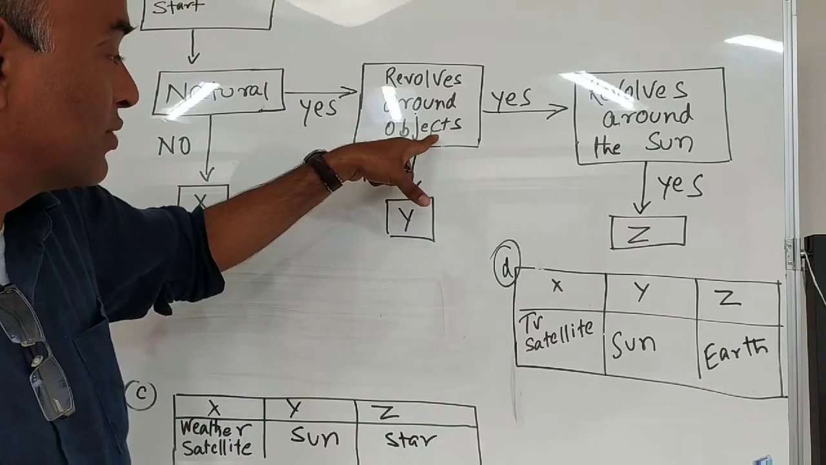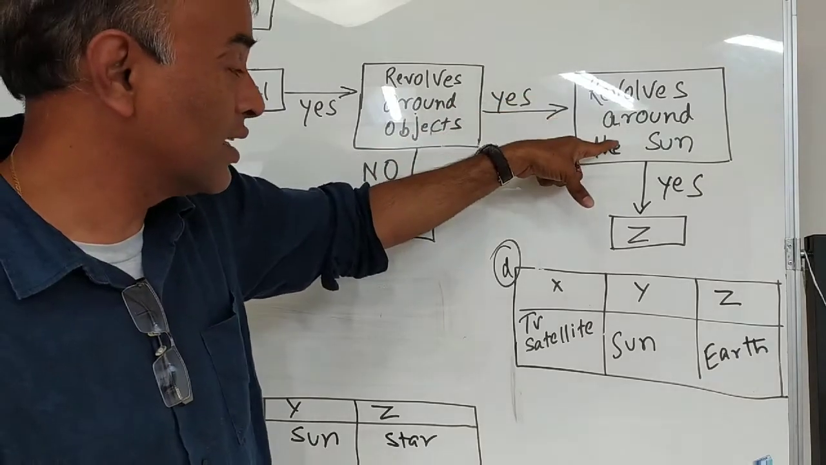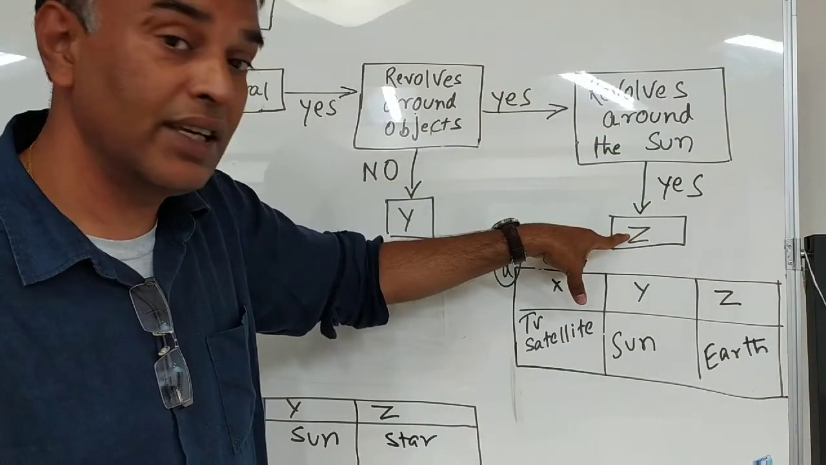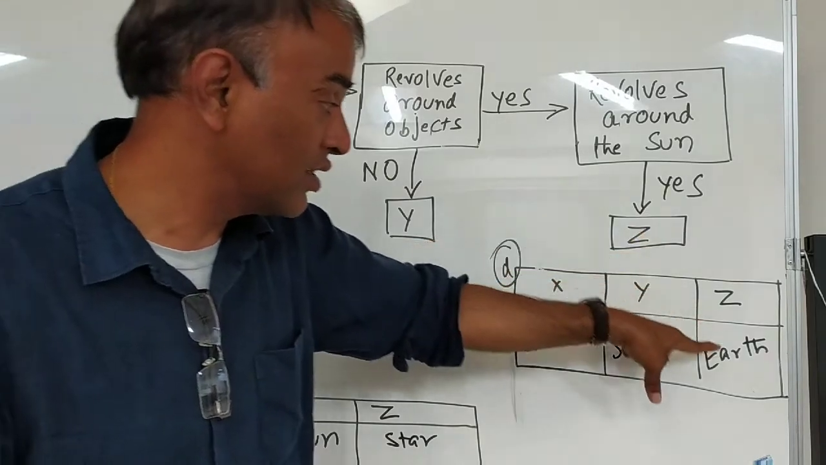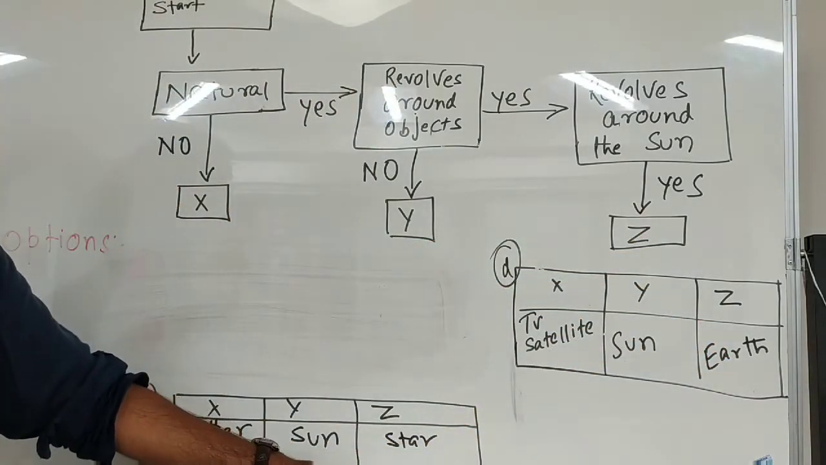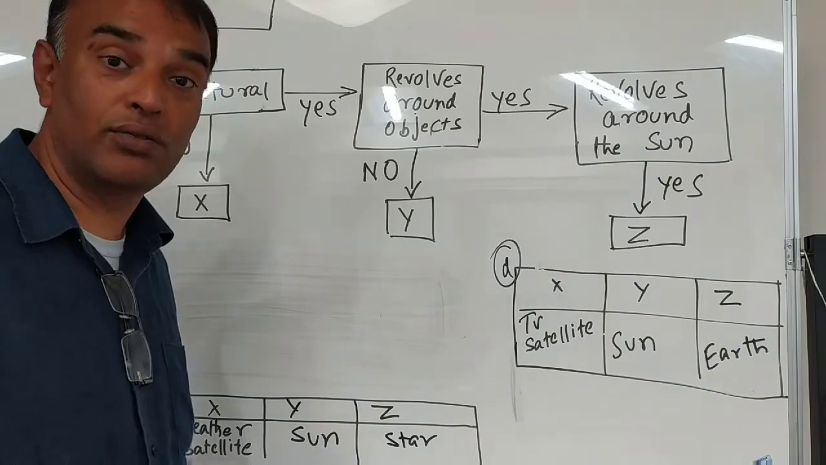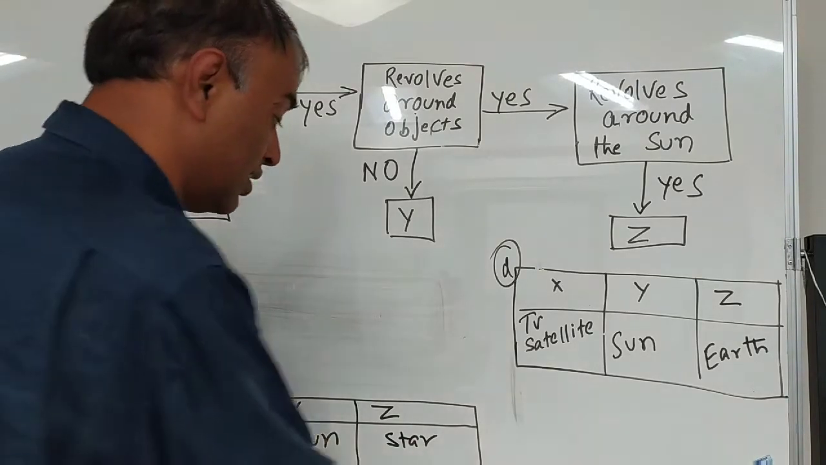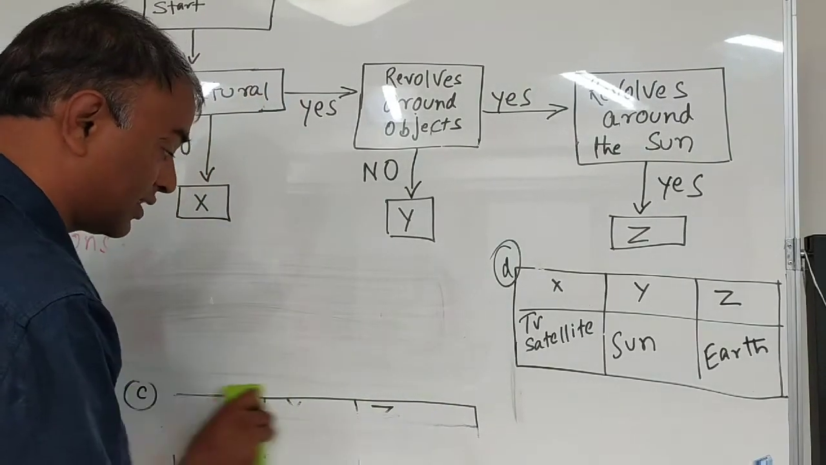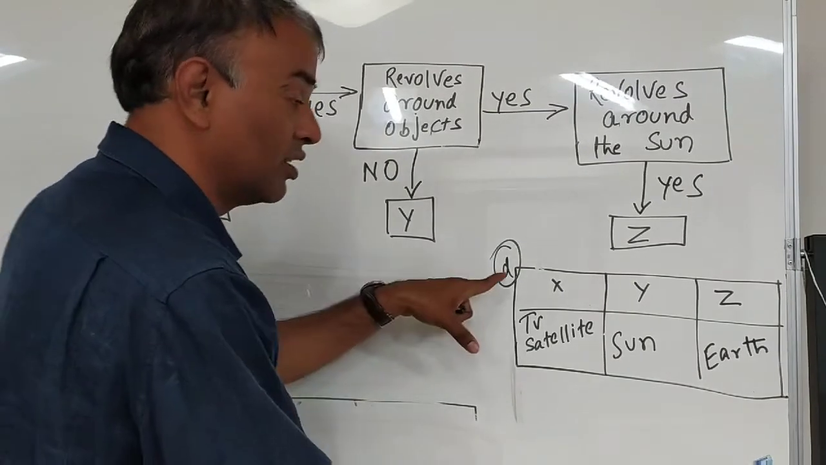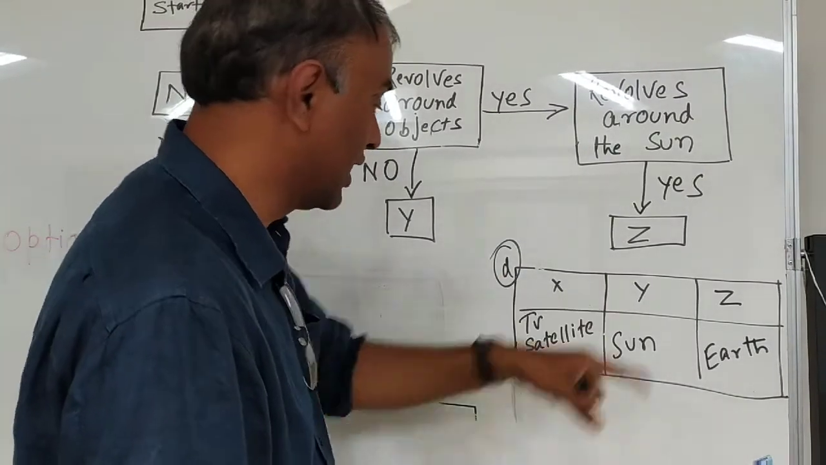Check. Revolves around this object? Yes. Revolves around the sun? Yes. So Z is our answer, and Z here says Earth and here Z says star. So stars do not revolve around the sun. So this option is cancelled and our answer is D. So this is the answer.